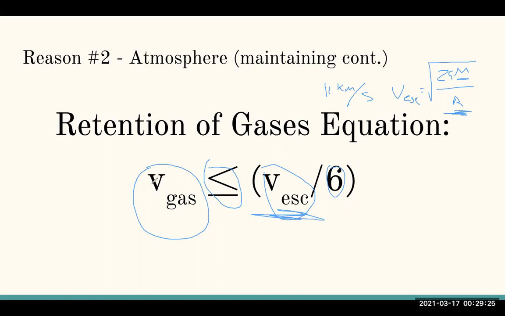So in order for gas to be in the atmosphere and not escape, it has to have a velocity that is less than or equal to a sixth of the escape velocity. So helium and hydrogen and all these particles must have a smaller velocity in order to be able to stay in our atmosphere and not fly away. It's a really cool equation and a really visual, mathematical way to represent this.